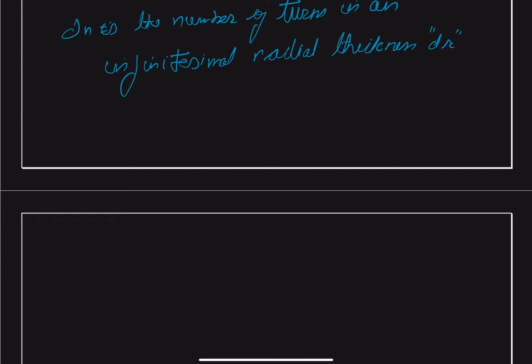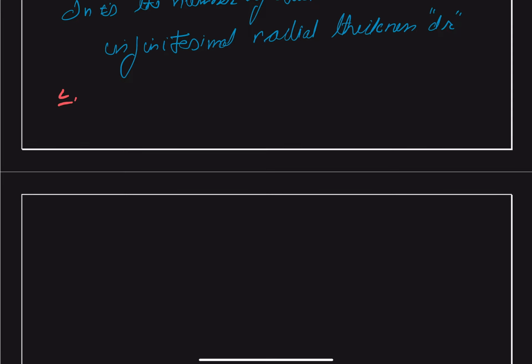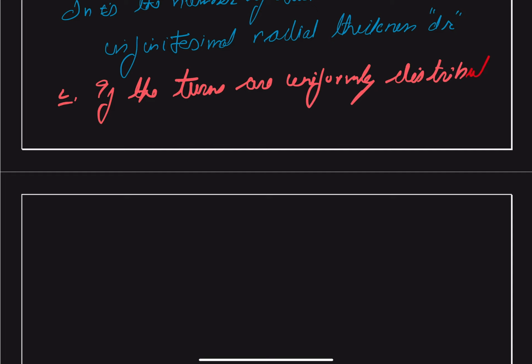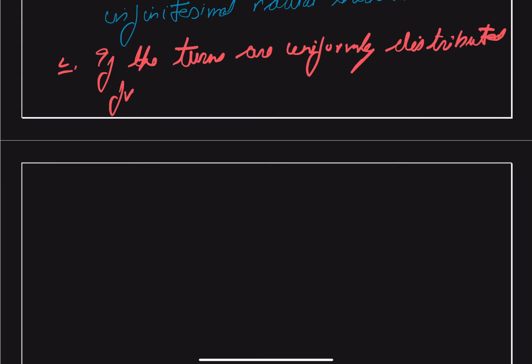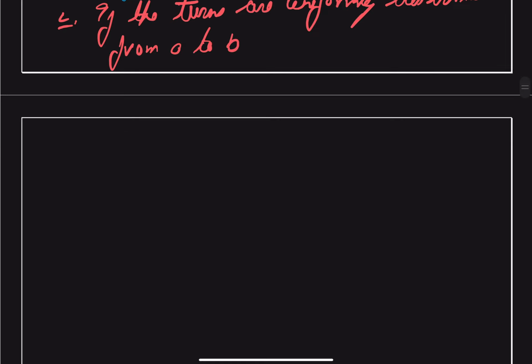And if the turns are uniformly distributed from A to B, we can write dn upon dr will be equal to capital N upon B minus A. So we can say our dn will be equal to capital N divided by B minus A multiplied by dr.